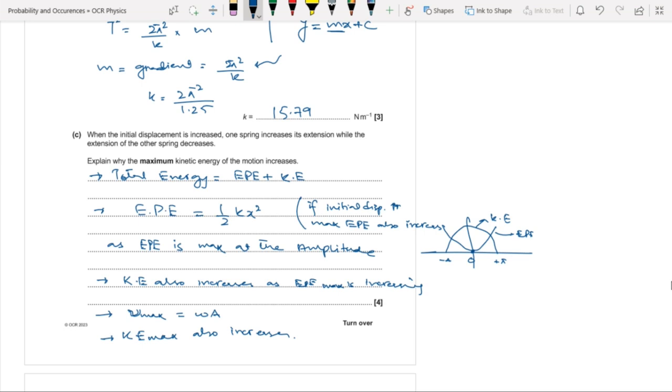That the total energy is the sum of kinetic energy plus potential energy. And since EPE is increasing, which is maximum at the amplitude, because we are increasing the initial displacement, that means elastic potential energy would increase. And since these energies often change form during the to and fro motion of simple harmonic motion, kinetic energy also increases. And also kinetic energy increases because the maximum velocity is increasing. So I think that's it. That explains why the maximum kinetic energy of the motion would also increase.